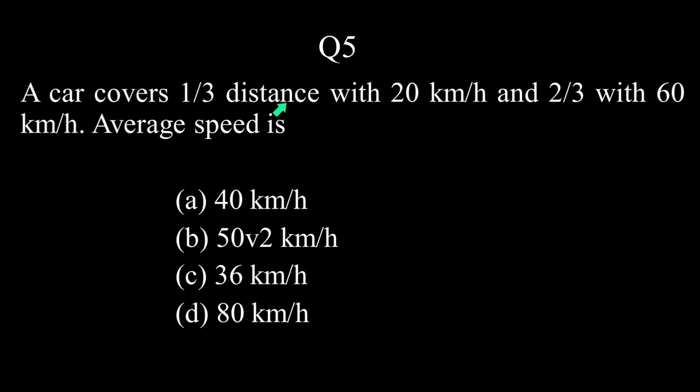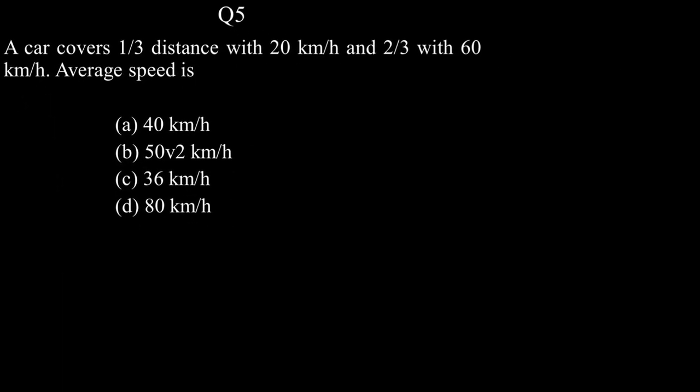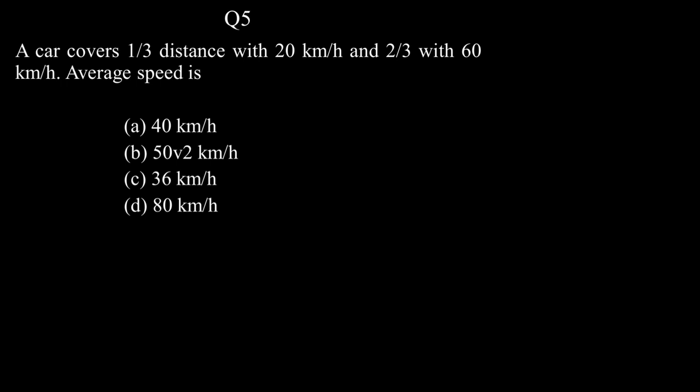A car covers 1/3 distance with 20 km per hour and 2/3 distance with 60 km per hour. The average speed is... okay. So now let's start solving the question. As usual, we'll first check whether the units are consistent with the given options. So 20 km per hour, 60 km per hour, and all the options are also demanding km per hour. So we can directly start solving the question.